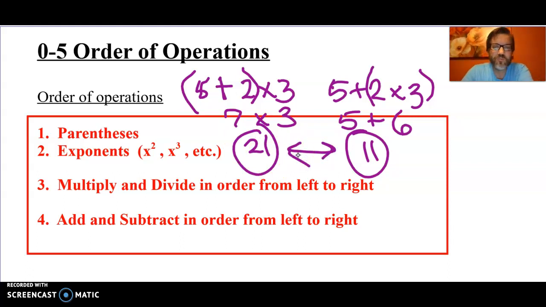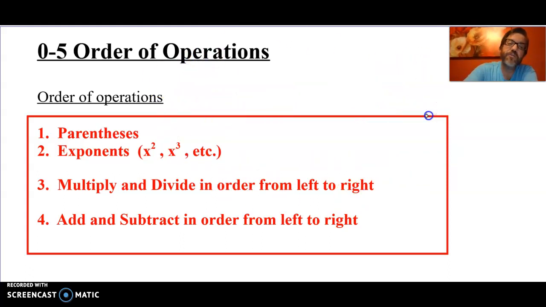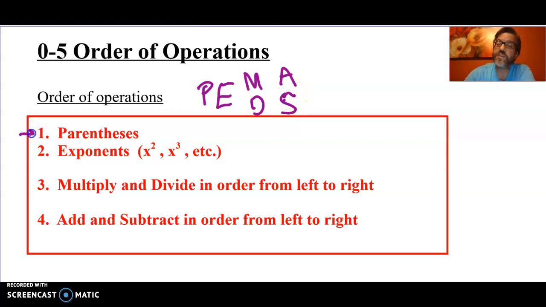And so mathematicians have decided, here are the rules we're going to follow when we do these types of problems, so that everybody will get the same result. Okay, so for our basic order of operations, we follow what's called PEMDAS. P-E, I'm going to put M and D together. I'm also going to put A and S together. P stands for parentheses, E for exponents, M and D stand for multiplying and dividing.